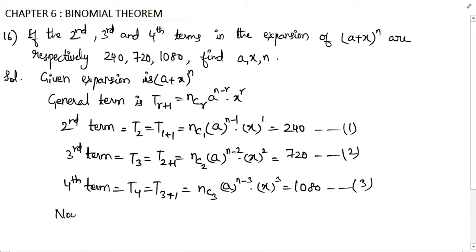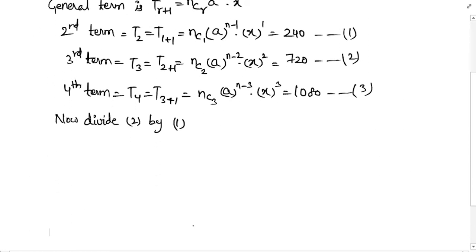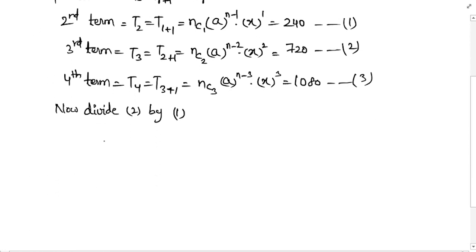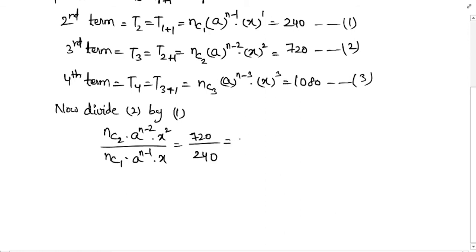Now what we'll do is divide 2 by 1. So what do we get? nC2 a^(n-2) x^2 divided by nC1 a^(n-1) x is equal to 720 divided by 240, right? So this is equal to 3 actually.